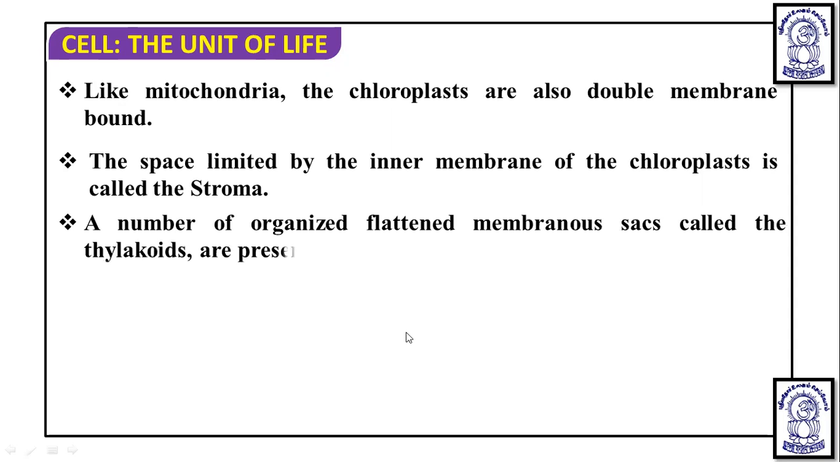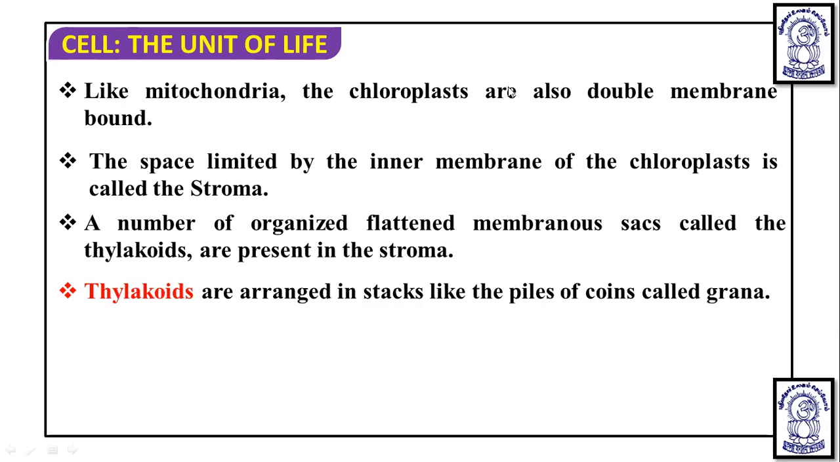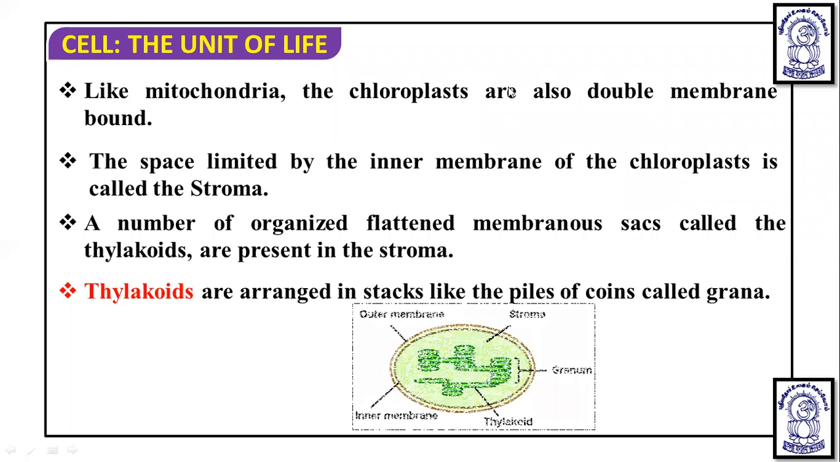And there is a number of organized flattened sacs called thylakoids. Thylakoids are sac-like structures which are present in the stroma. And the space which is present surrounding the thylakoid, that is known as what? A stroma. But thylakoids are not found alone, they are sometimes found in a group. This arranged stack of thylakoids is called a pile, it looks like a pile of coins, and it is known as grana. Granum is the singular term. So you can see this is the grana.